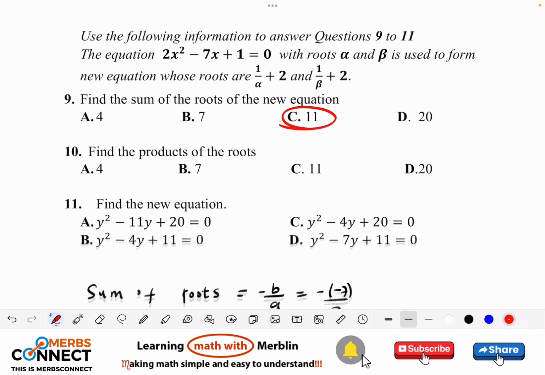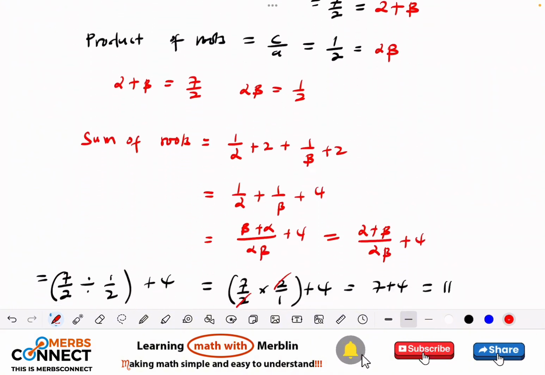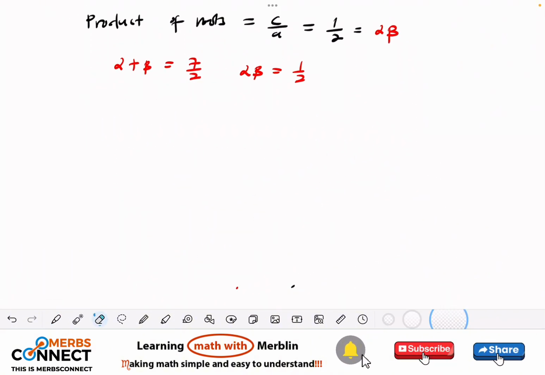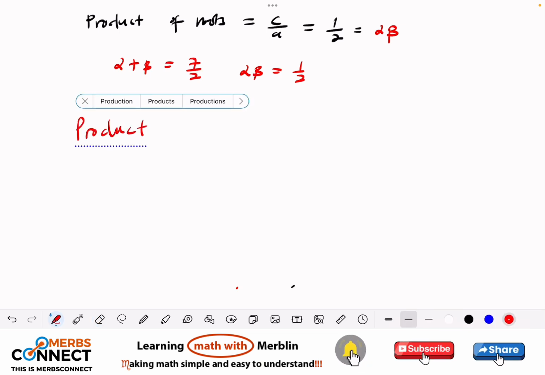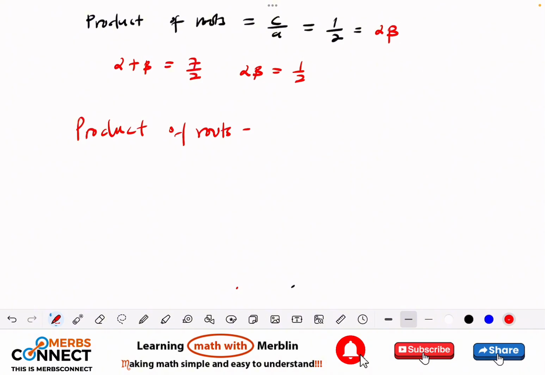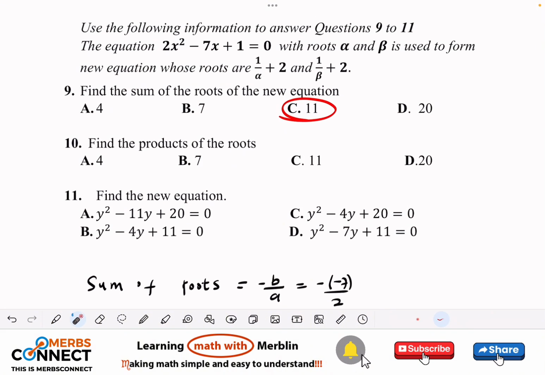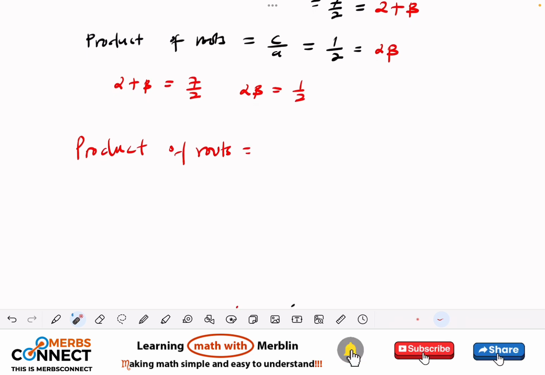Now the next thing that we need to do is find the product of roots, right? So let me clean this since we've used this one already. The product of roots of the new equation is equal to, so what we need to do now is multiply these new roots here. So what can we do? We are going to have 1 over alpha plus 2 times 1 over beta plus 2.